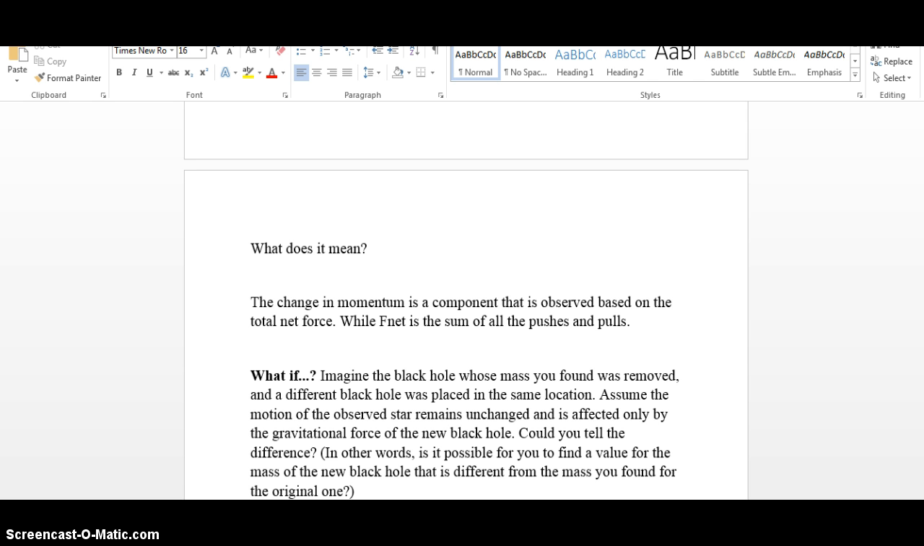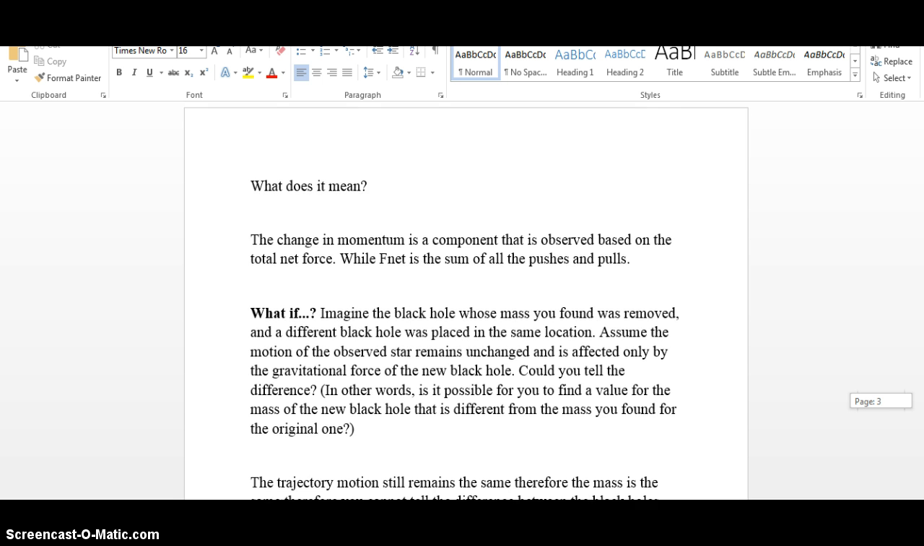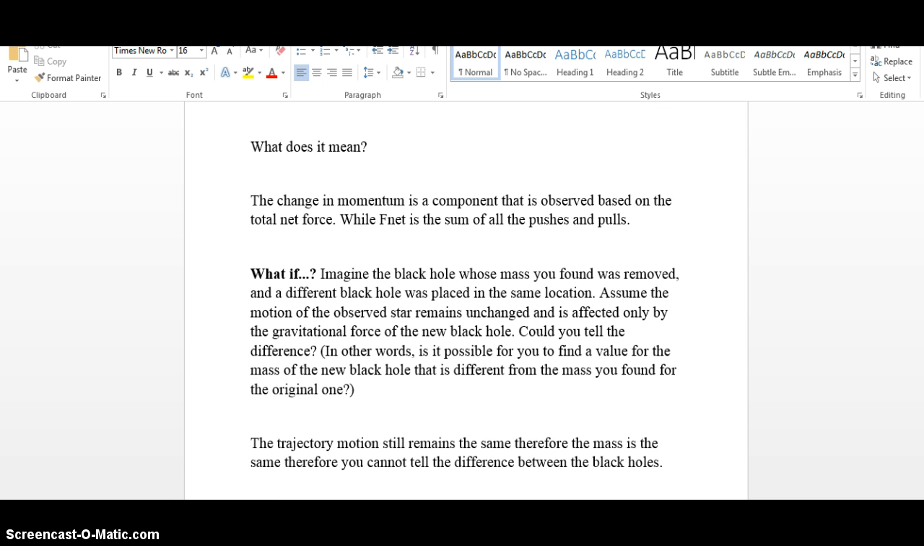Well, the change in momentum is a component that is observed based on the total net force, while F net is the sum of all the pushes and pulls. So basically, momentum is only something that can be observed. It's not something that you can just calculate by looking at it. It's solely based off of F net, which is calculated based on the sum of all the pushes and pulls, which is essentially why they are different.